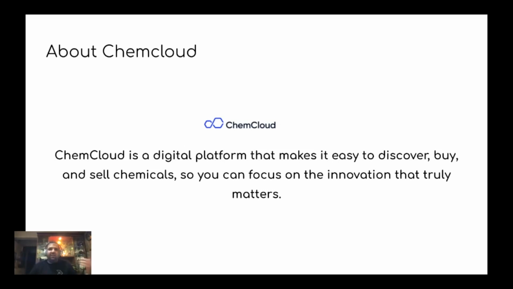They can also see the status of the order and communicate with the vendor through the platform if they want. So ChemCloud gives them the full life cycle of procurement for the ingredients for their products, which takes a lot of hassle out of going back and forth and haggling with different vendors.